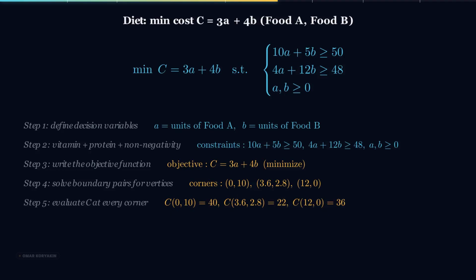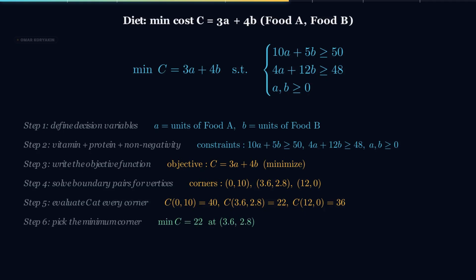Step 5. Evaluate cost at each corner. At (0, 10), C equals 3 times 0 plus 4 times 10 equals 40. At (3.6, 2.8), C equals 3 times 3.6 plus 4 times 2.8 equals 10.8 plus 11.2 equals 22. At (12, 0), C equals 3 times 12 plus 4 times 0 equals 36. The 3 values are 40, 22, 36.